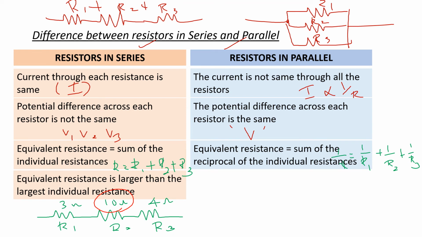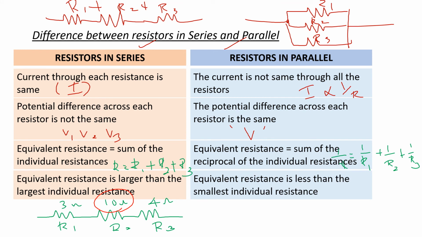And if you are taking the resistors in parallel, the equivalent resistance is less than the smallest individual resistance. The same resistances, if I am connecting in parallel like this, and this is going to be 3 ohm, this is 10 ohm and 4 ohm. The total resistance, if I am finding, it will be smaller than the smallest individual resistance. So in this case, which is the smallest resistance? We know that it is 3 ohm. So the total resistance will be less than 3 ohm.